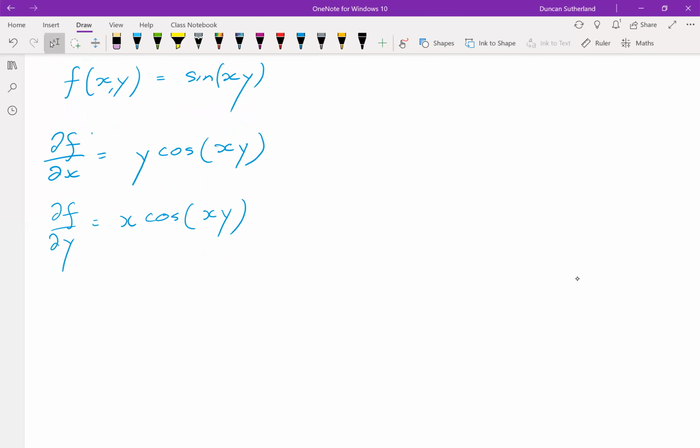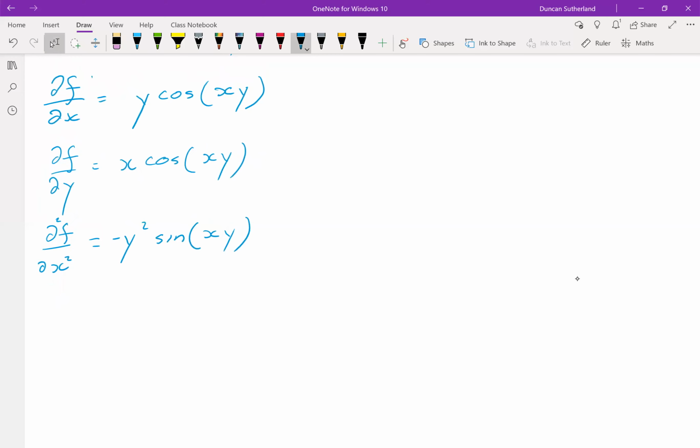Let's now compute the second derivatives of this function. So we're differentiating this with respect to x. Again, this y is a constant with respect to x, so we're differentiating cosine of stuff, right? So that's just going to give us, and the second derivative with respect to y, x is constant.